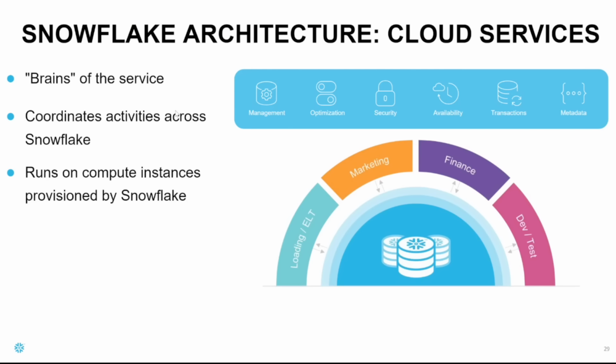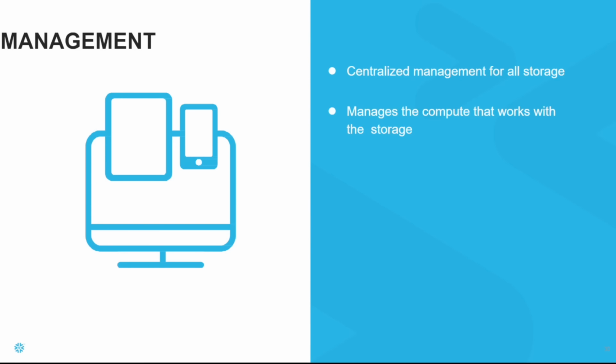The cloud service layer is called the brain of Snowflake. It coordinates different activities across Snowflake, such as management, optimization of the queries, the security of your account, and making sure that your Snowflake account is available all the time. Any transaction processing which is happening on Snowflake will happen through the cloud service layer, and it also contains all the metadata of each and every object of Snowflake. Now let's see all these activities one by one.